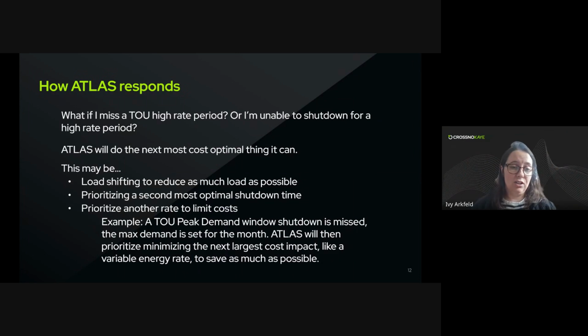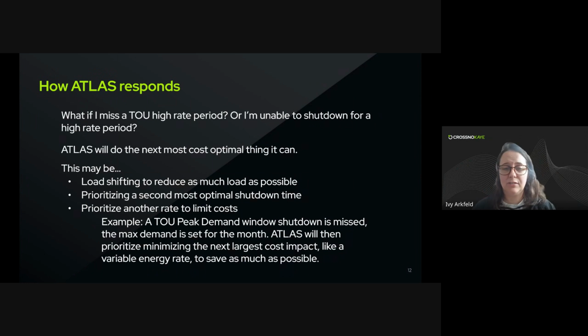So what Atlas is going to do is prioritize minimizing the next largest cost impact, which, let's say you have a variable energy rate or a time of use energy rate, is going to say, okay, my maximum demand charge is set. That is lost. I'm not going to keep trying to hit that because now I need to prioritize this other thing while also keeping it below that maximum demand. But let's see if I can do something different. And in that case, it might be instead of shutting down overall, reducing energy usage during those time periods, being a little less aggressive with pre-cooling. It's going to make those decisions for you so that you don't have to.